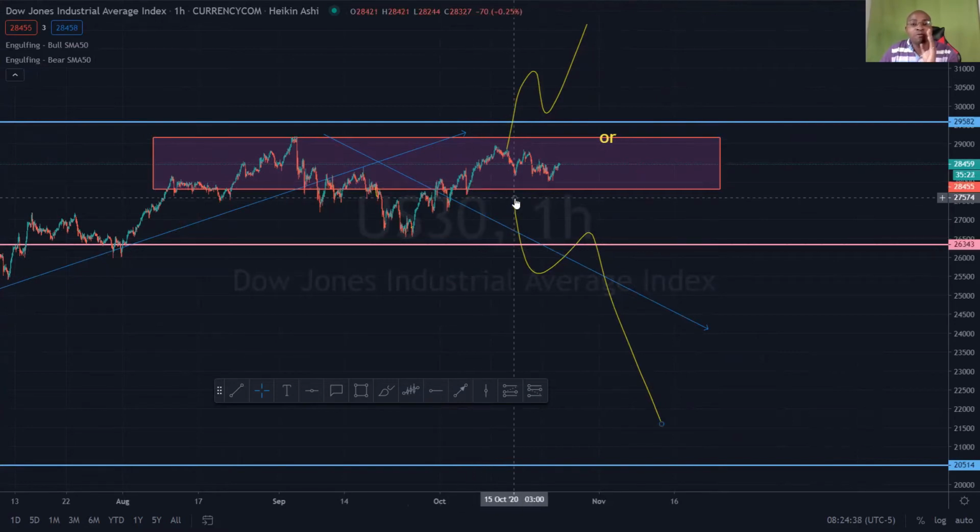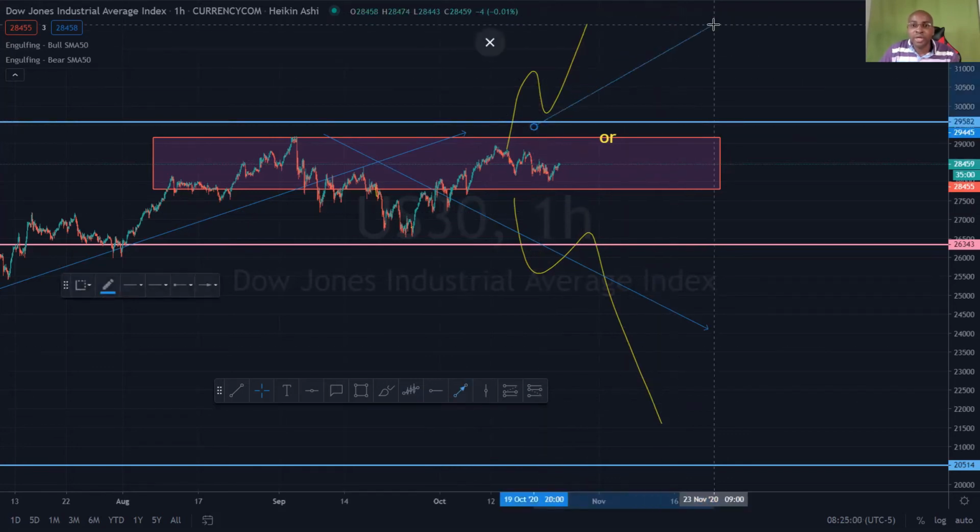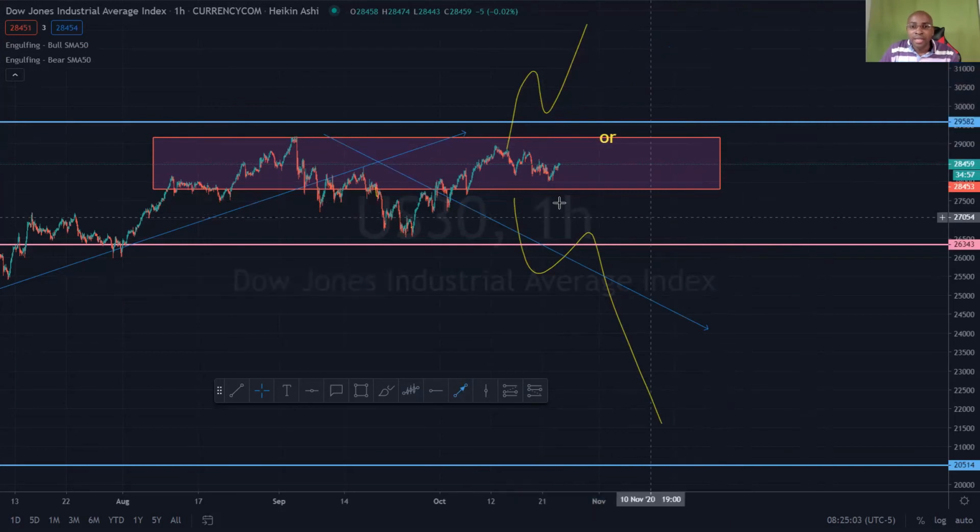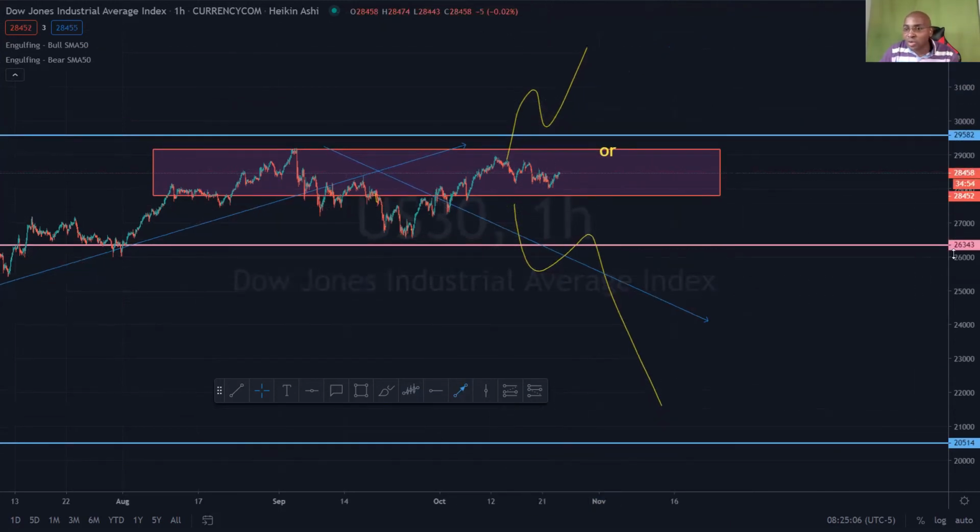It's going to do one of two things. It's either going to break this key resistance right here at 29,582, and when it breaks the key resistance, it has to retest above it and create a higher low before we can consider it to be in a continuous uptrend. Or it has to break its minor resistance right here at 26,343 and create a lower high below that before we can consider that it's in a downtrend.